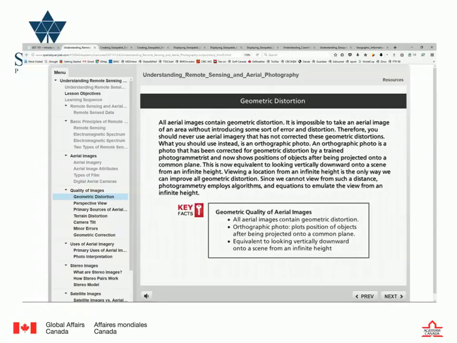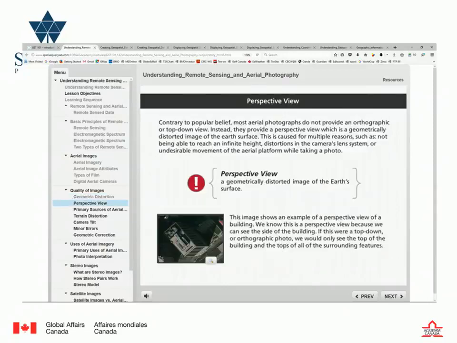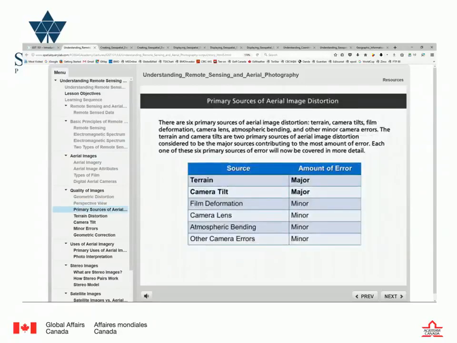Geometric distortion, because every camera has a lens, and the lens towards the edge will have distortion. Perspective. Normally when we fly the drone for aerial mapping, the camera points down vertically, and we're trying to capture the Earth directly looking down. Perspective is if it's, say, at an angle of 45 degrees. The primary sources of aerial image distortion are the terrain, camera tilt, and film deformation.